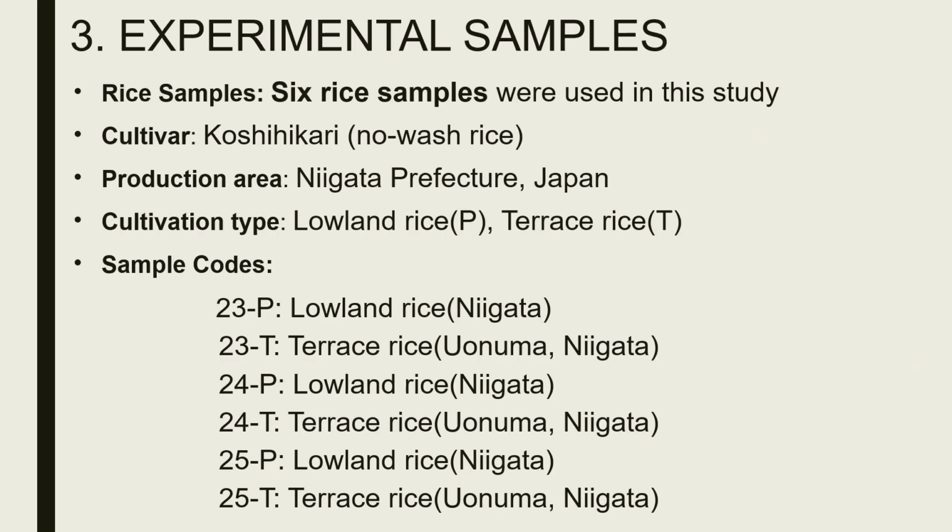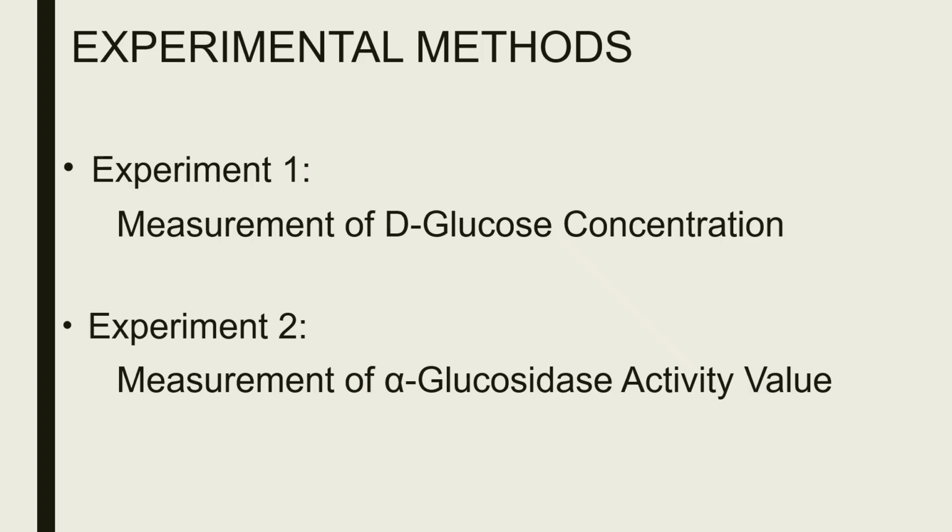This study used Niigata prefecture-grown Koshihikari rice, flatland rice, P, and terrace rice, T, prepared for 3 years from 2023 to 2025. This allowed simultaneous evaluation of the effects of cultivation environment and year. In this experiment, we conducted Experiment 1, measurement of D-glucose concentration, and Experiment 2, measurement of alpha-glucosidase activity value.